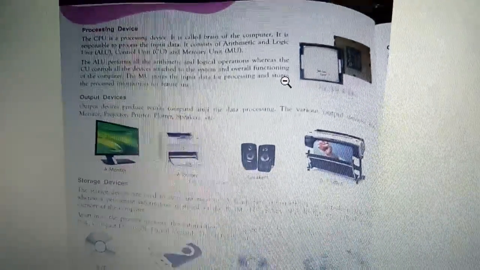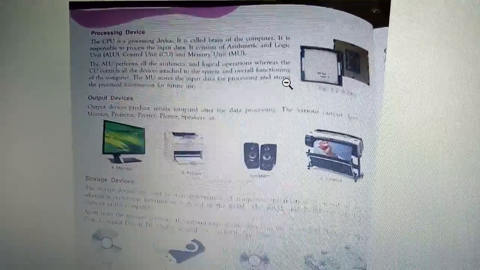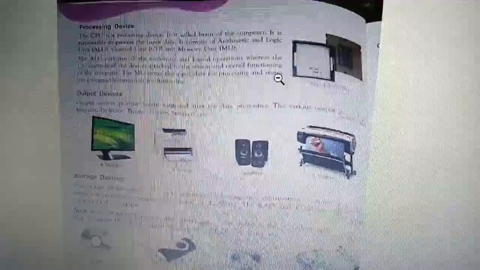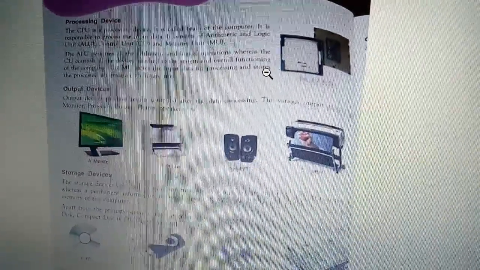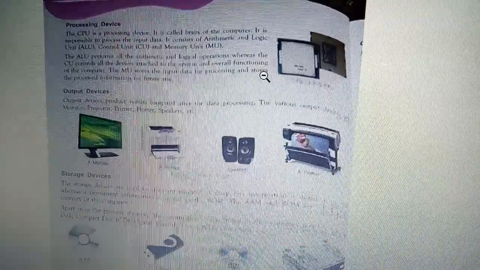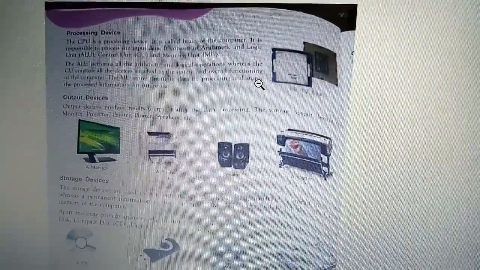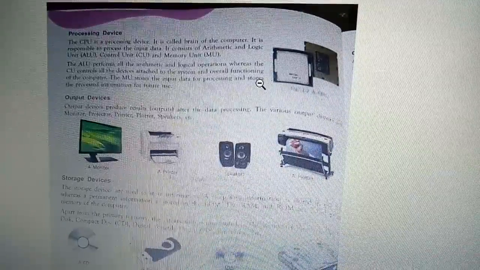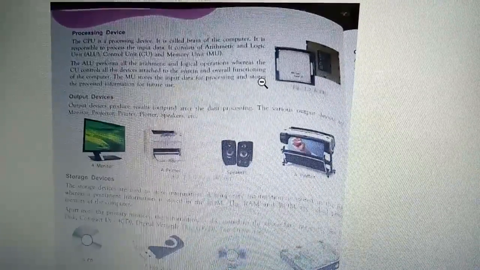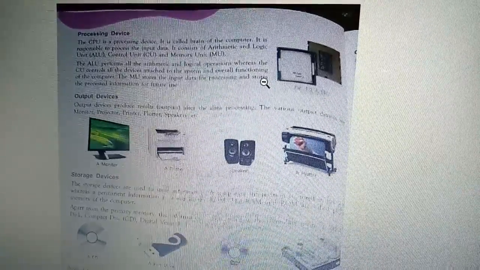Now what is the processing device? Our processing device is the CPU, because all the processing is done inside the CPU. That is why the CPU is called the processing device. It is also called the brain of the computer. Whatever the computer does, it works with the help of the CPU, because the CPU is the main part of the computer. It is responsible for processing the input data.